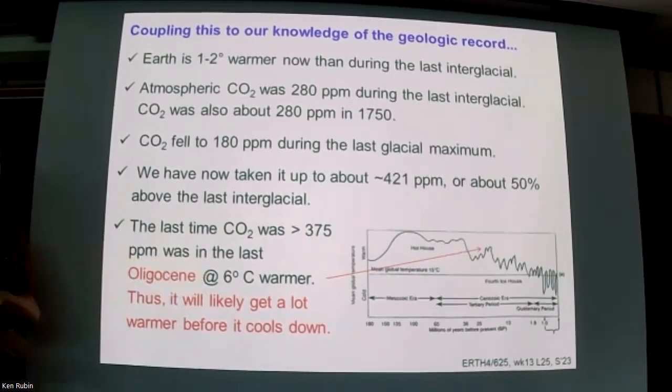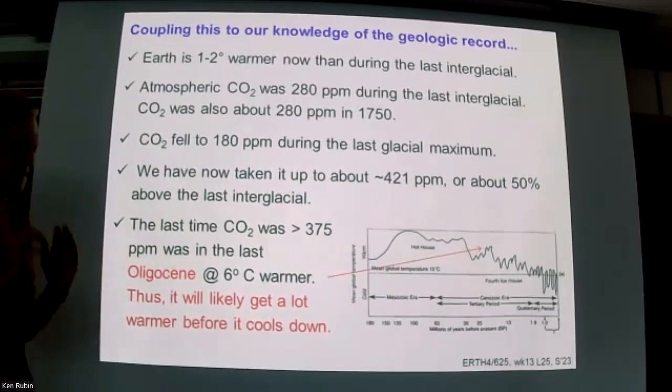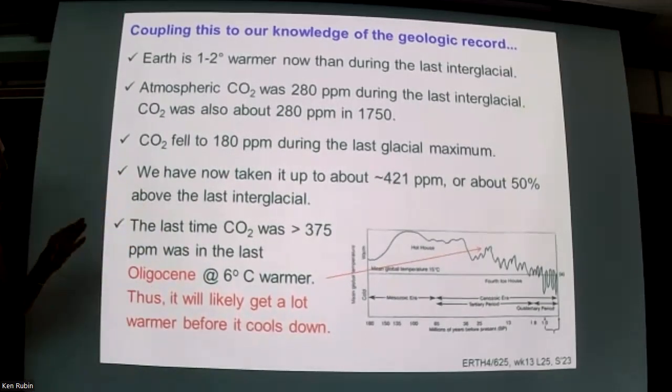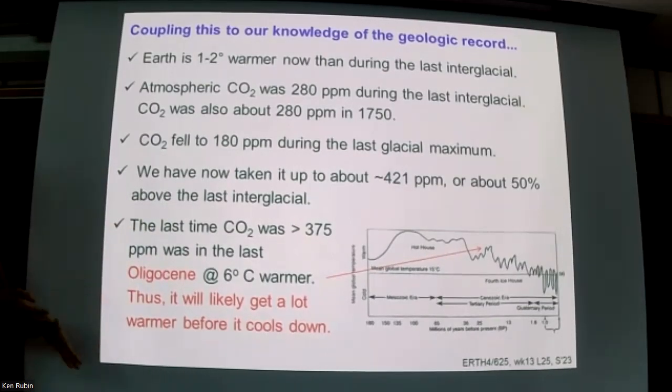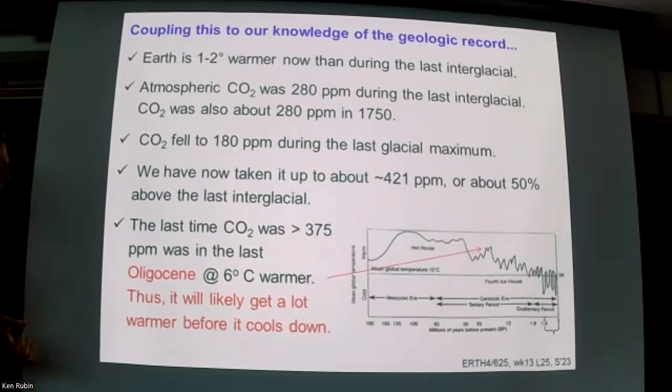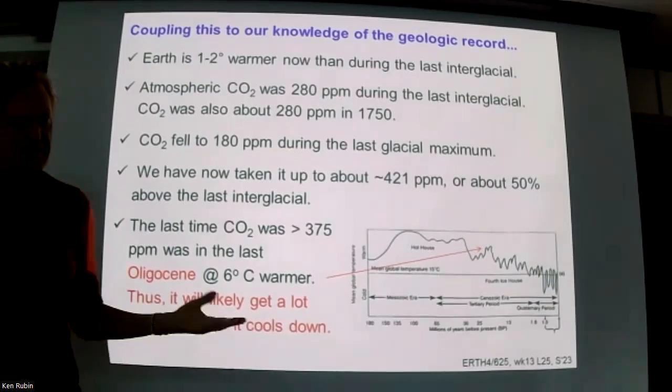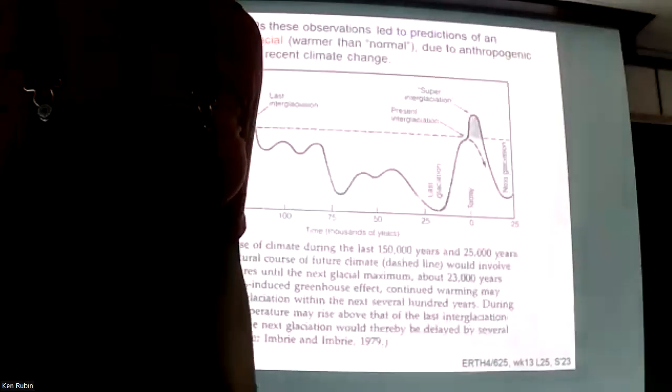And 6 degrees is a gigantic variation, because 6 degrees global average means something much greater in the polar region, probably something like 12 to 15 degrees, and much less at the equator. So I think it's safe to say it's going to get a lot warmer before it cools down.